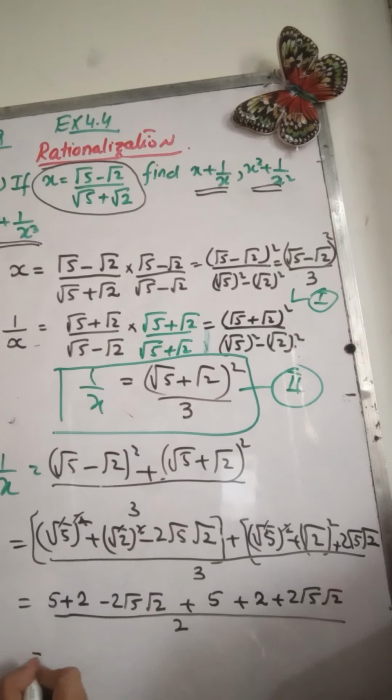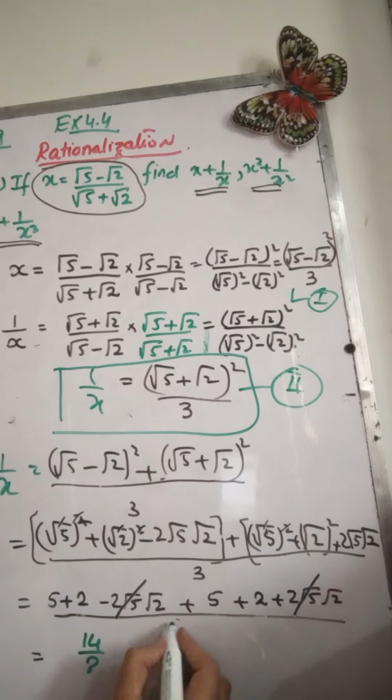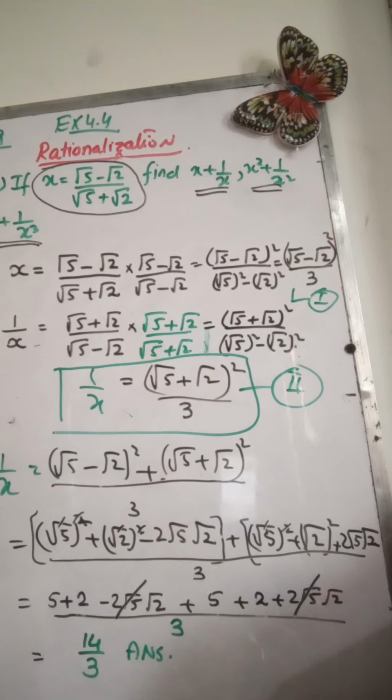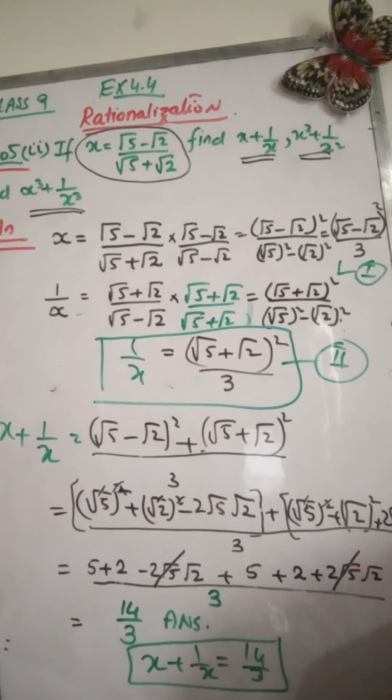over 3. Now these two are going to be cancelled out because they are the same expression with different signs. Now 5 plus 2 is 7, and over here 5 plus 2 is also 7. 7 plus 7 will give us 14 by 3, and this will be the answer. So x plus 1 over x is equal to 14 by 3.